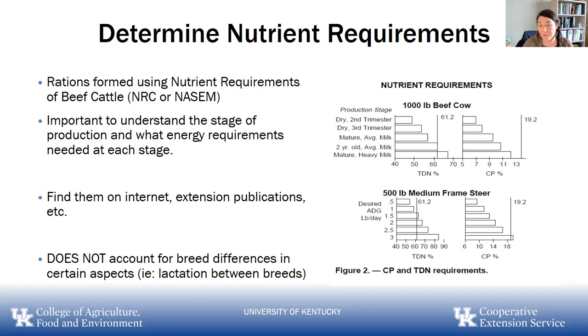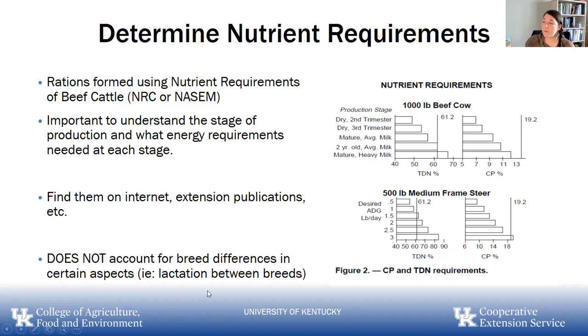You can find these tables online. I have copies of the NRC beef book here. And I will say, though, a caveat to that is it does not account for our breed differences in certain aspects. For example, lactation between breeds. Our Gelbvieh-based animals are going to lactate a little differently than our Angus, and versus our Herefords and those types of breeds. So there are some differences that are not accounted for. You need to understand that, and look through to get an understanding of whether you're going to need a little bit more than that or less.